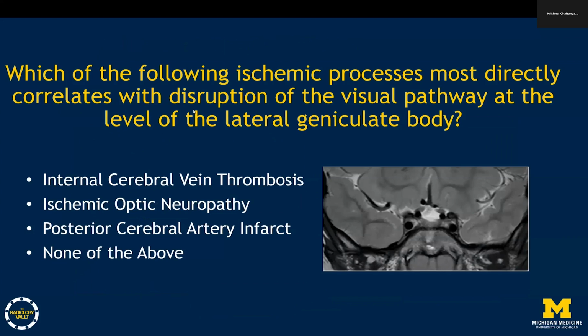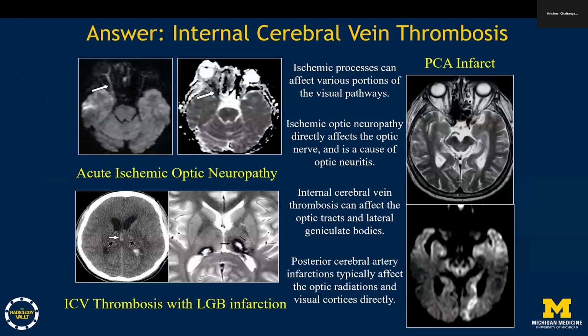So next question, which of the following ischemic processes most directly correlates with disruption of the visual pathway at the lateral geniculate body level? Here are your options. And the answer is internal cerebral vein thrombosis. So a quick review of the pathway.